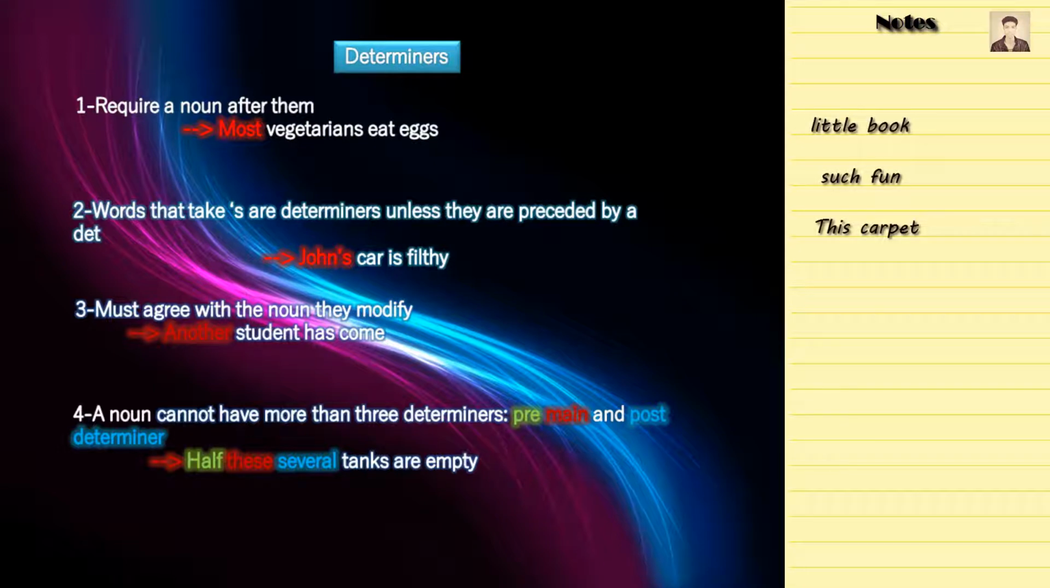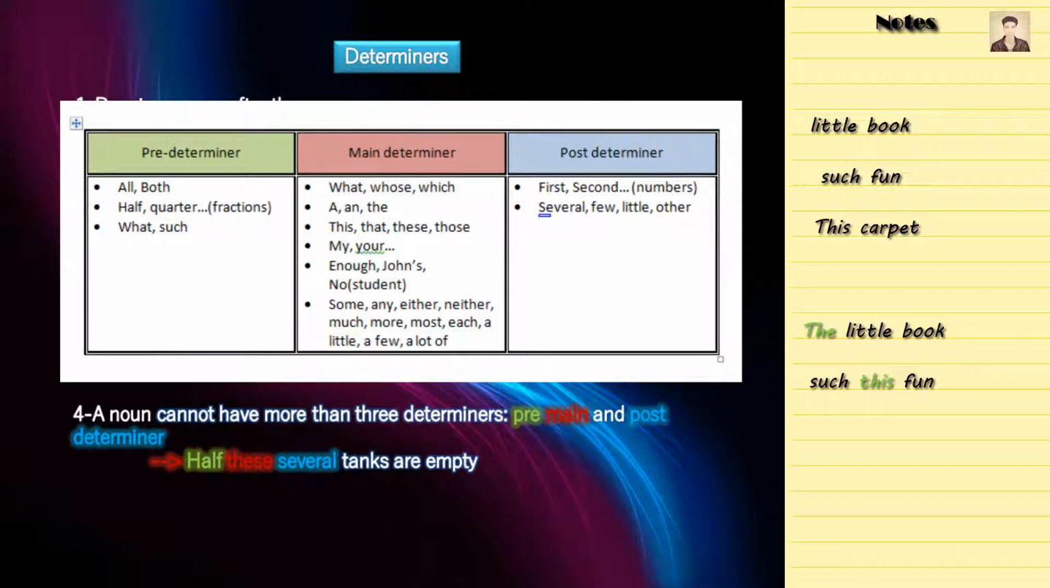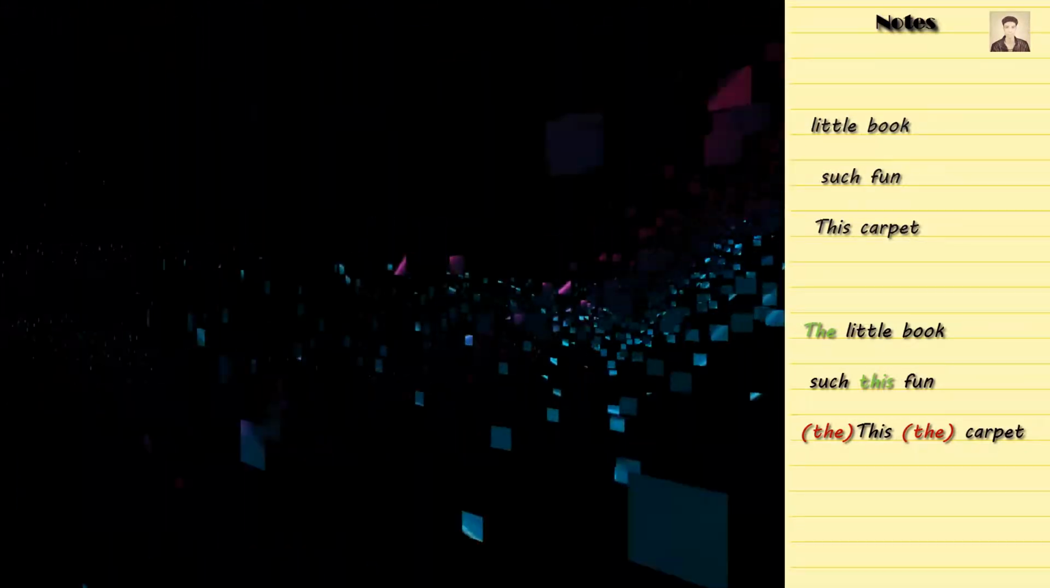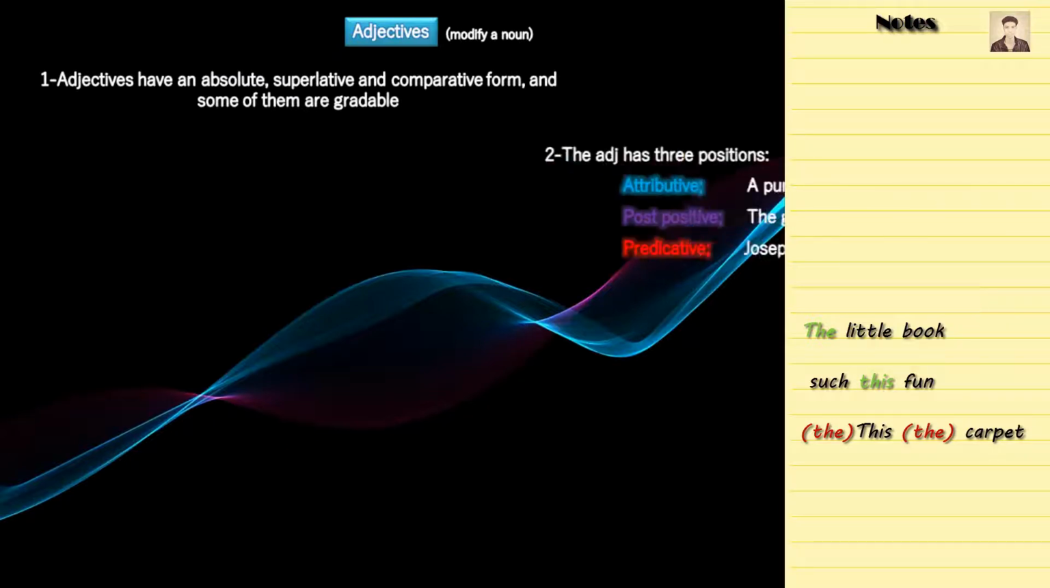Let's see some examples. We have little book. We can say the little book. So little is a post-determiner. And we have such fun. We can say such the fun. So such is a predeterminer. And we have this carpet. Well, it can't occur with any other main determiner. You can say this carpet, but you can't say this the carpet, or these the carpets. You can't say that. So it is a main determiner.